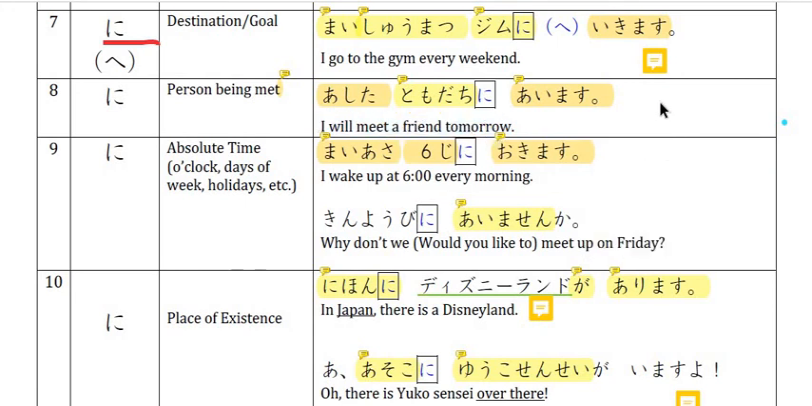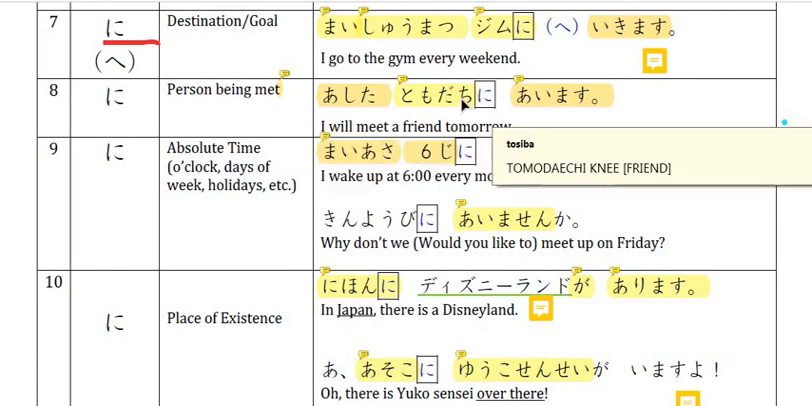I will meet my friend tomorrow. So as you know, Japanese has no future tense. It is just from the context of your sentence that it is understood whether it is present or future tense. Here I've used the word tomorrow, so it will indicate that it's a future tense. So ashita, tomodachi ni aimasu. Ashita, tomodachi ni aimasu.